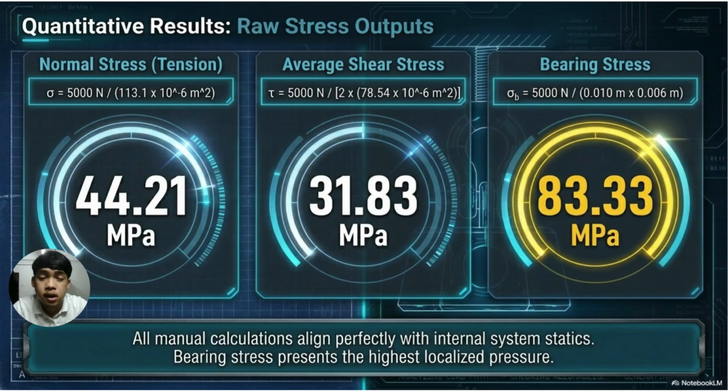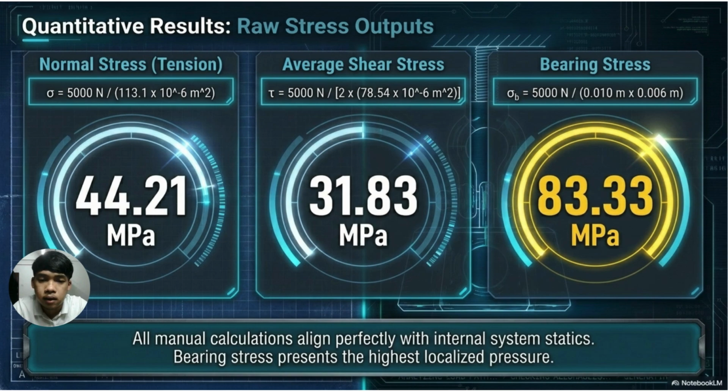Next, we apply a standard design load of 5000 newtons, and here are the raw stress results. On the left, our normal tensile stress is calculated as sigma equals 5000 newtons divided by 130.1 times 10 to the negative 6 meter squared. That gives us a final output of 44.21 MPa, which is well within safe limits for standard structural bolts.